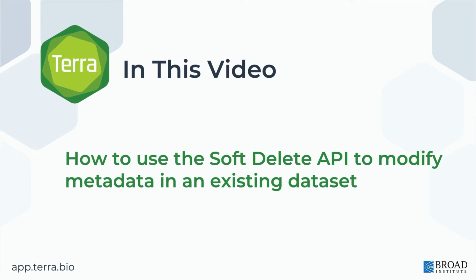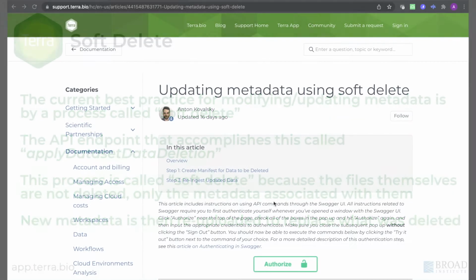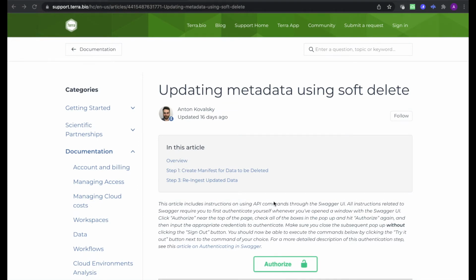In this video, we're going to show you how to modify metadata within an existing dataset when that dataset contains metadata that needs to be changed. The current best practice for doing this is through a method called soft delete, which is available through the Terra Data Repository's Swagger API interface. This is a three-step process.